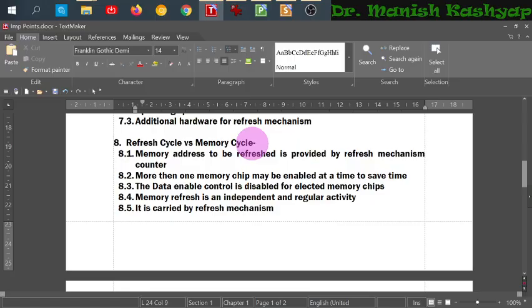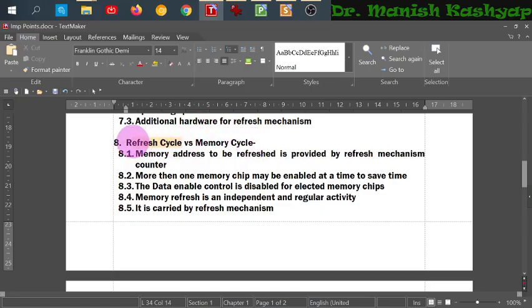Refreshing means whatever has a logical value of 1 should remain 1. If the charge is discharged, we need to charge that capacitor again by giving it a value of 1. That's what we mean by refresh. It is similar to a memory read and memory write operation. You first read some memory location, it is 1, but the charge level has dropped beyond a certain value, so we want to enhance its charge level. That's what we mean by refresh cycle.